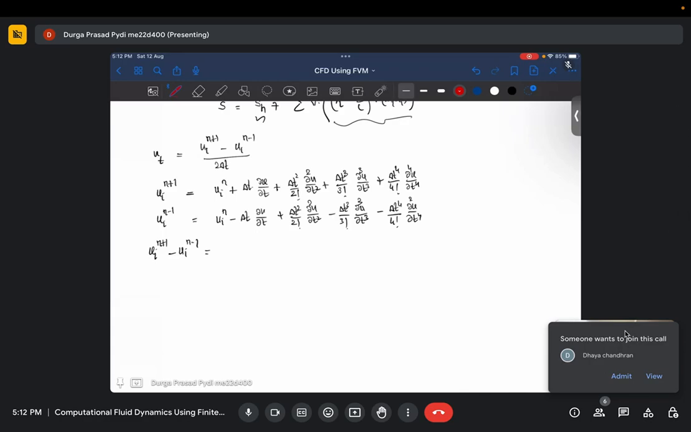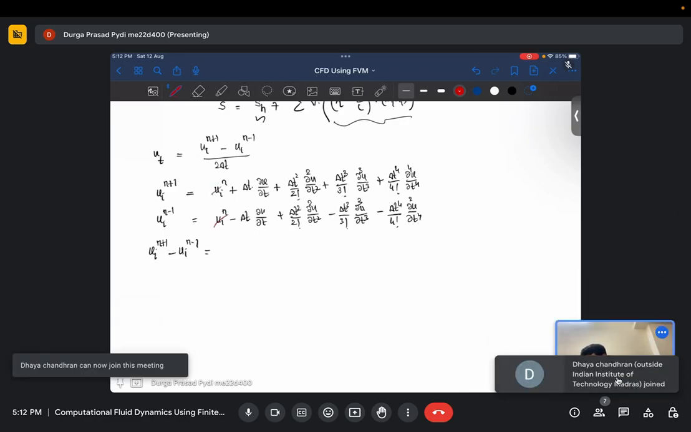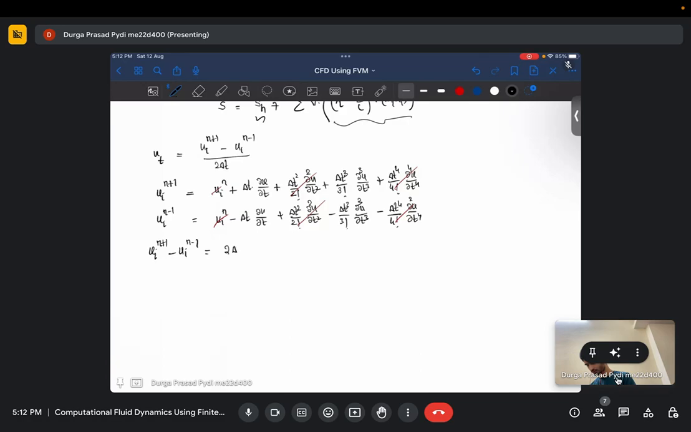All right, yeah. So essentially the first term goes off, and basically the even terms go off. So you're left with delta t terms: 2 delta t del u del t, and then you will be left with 2 times delta t squared by 3 factorial times u ttt. So essentially, if you take u i n plus 1 minus u i n minus 1, plus 2 times delta t, it will give you del u del t plus delta t square times del cube u del t cube.